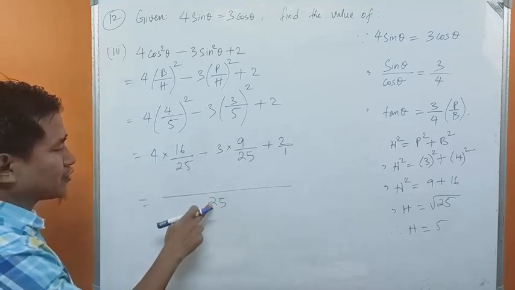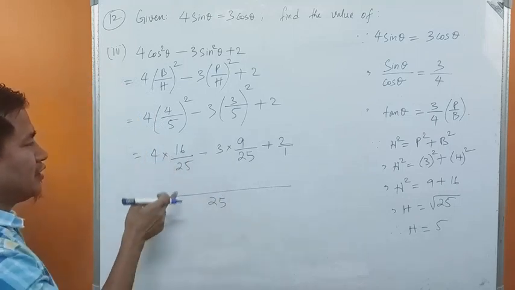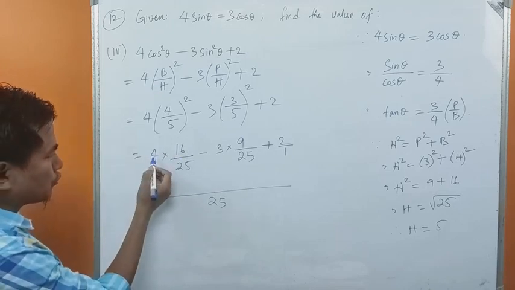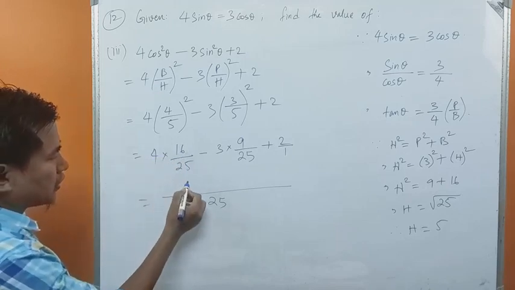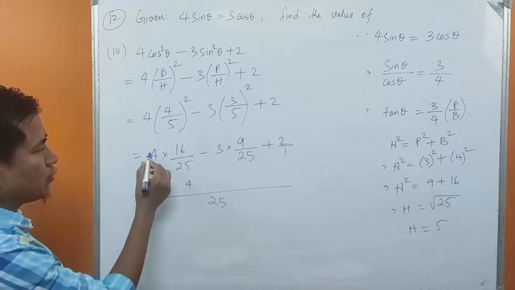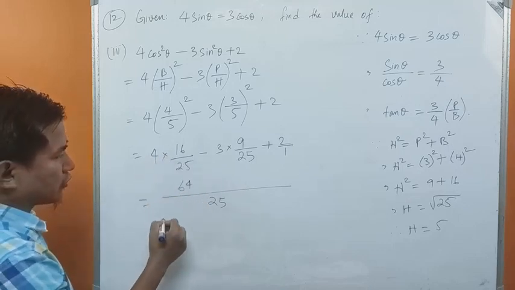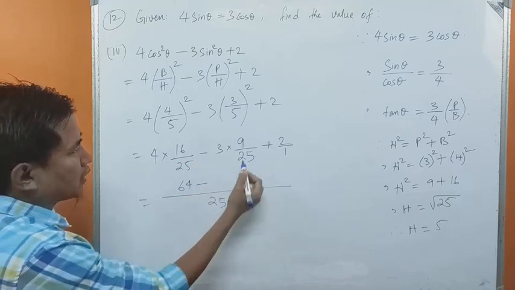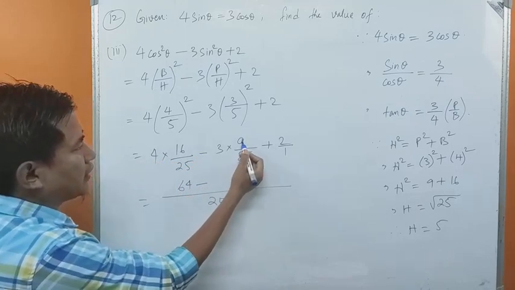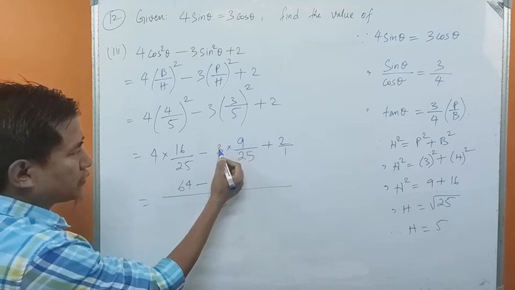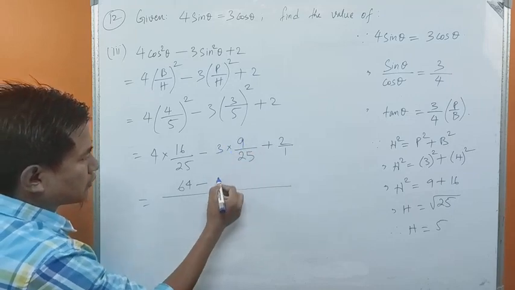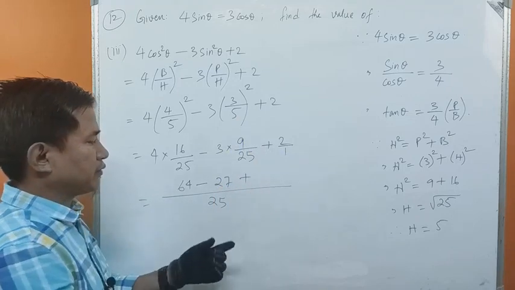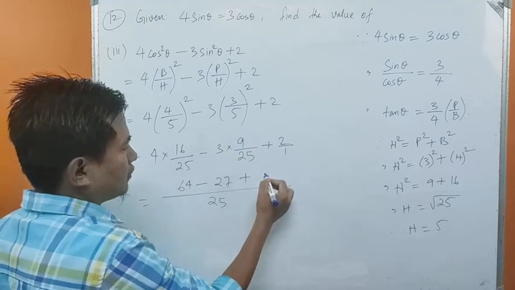So 25 ones are 25, 1 into 16 is 16. Now we have 4 into 16. So 4 into 16 is 4 sixes are 24, 4 ones are 4, 5 sixes 64, minus, so 25 ones are 25, that 1 into 9 is 9. Into we have 3 here, 3 into 9 is 27, plus 1 into 25 gives us 25, so 25 twos are 50.